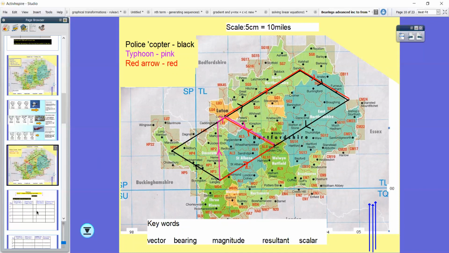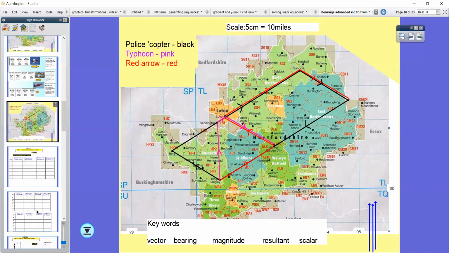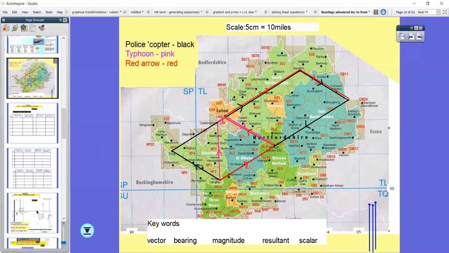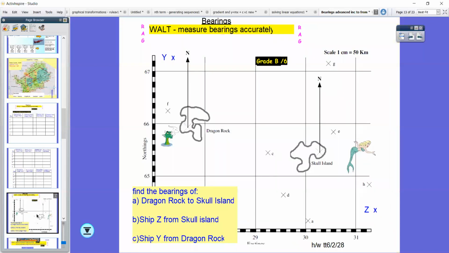Okay, so what else can we do with bearings once you've done that? Well, there are little problems here of measuring bearings, and I've got one here. This is an image from, I think, a 10 ticks sheet I had. If you ever come across 10 ticks, there are lots of resources there. Again, I've used this as a separate lesson. Find the bearings of Dragon Rock to Skull Island, and from Ship Z to Skull Island.